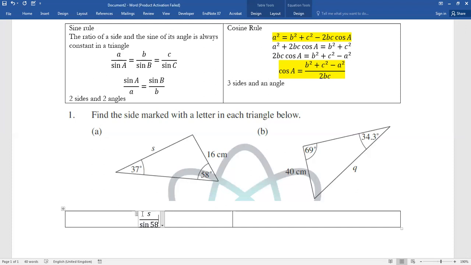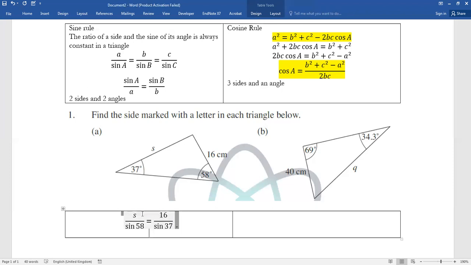S upon sine 58. The angle right in front of S, sine of that angle. Now this will remain as it is, no matter what side or angle you choose. What other side and angle pair do you have? 16 and 37. What goes in the numerator now? 16. Very good. So 16 and sine of 37.